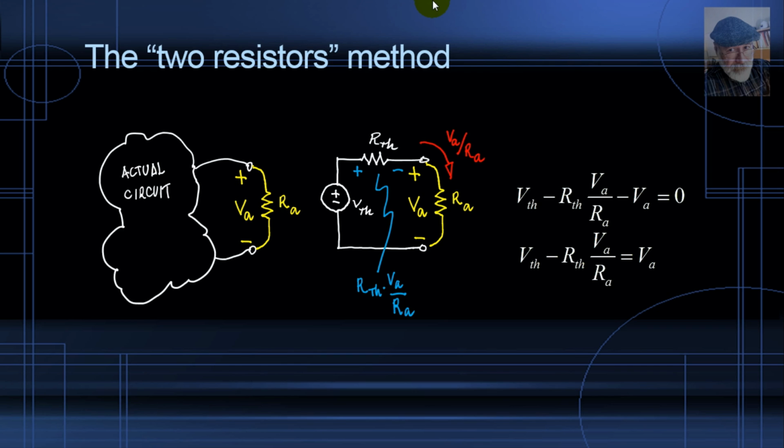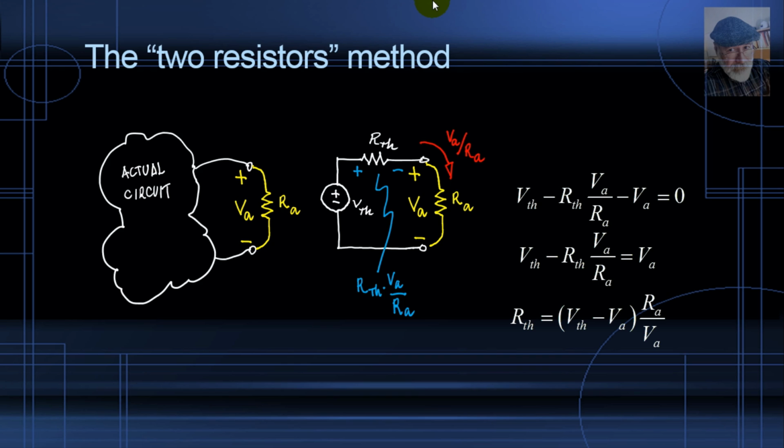We need another equation. If we have performed the other test as an open circuit and we've already determined VTH, we can simply solve for RTH, and we have RTH equal to VTH obtained from the open circuit test minus VA, the voltage that we measured in this resistor test, multiplied by RA divided by VA.